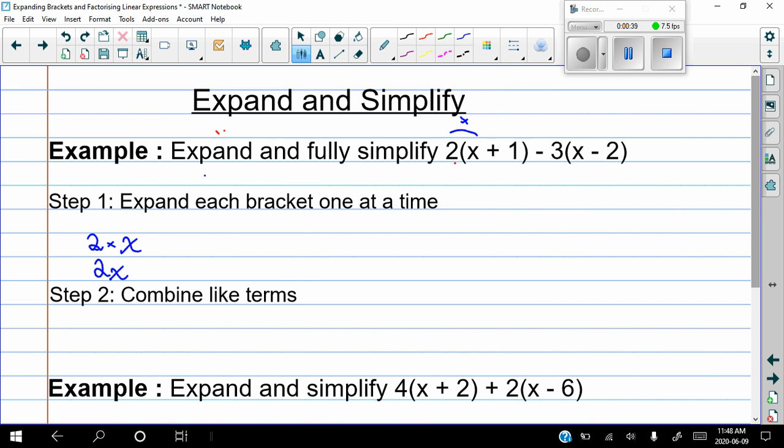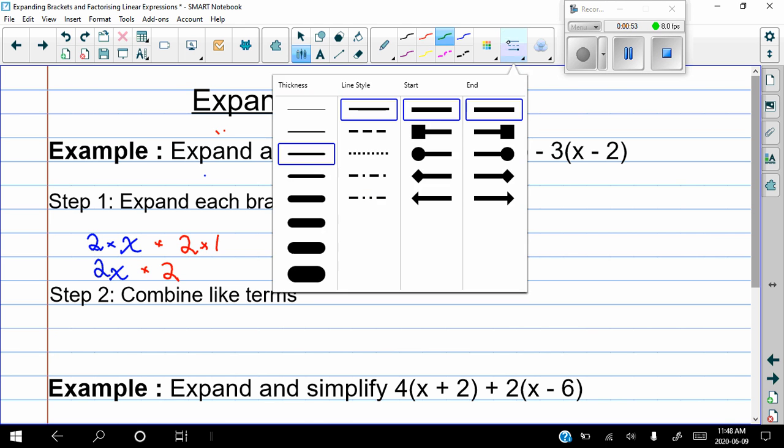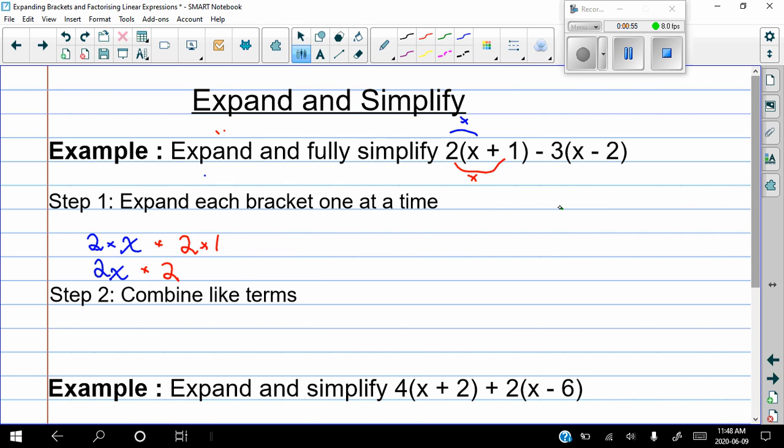Next, let's do this one in red. So we have 2 times by 1. So we're going to always add, right? And then 2 times by 1. So we can simplify that as simply 2. Next, let's do our next bracket. So keep in mind that this negative we want to multiply in each time.